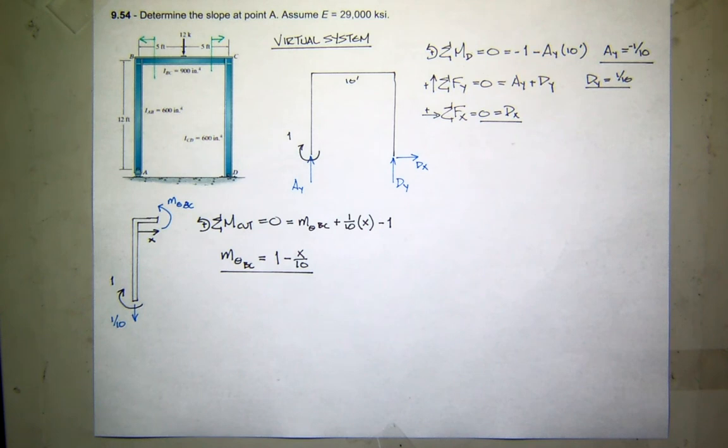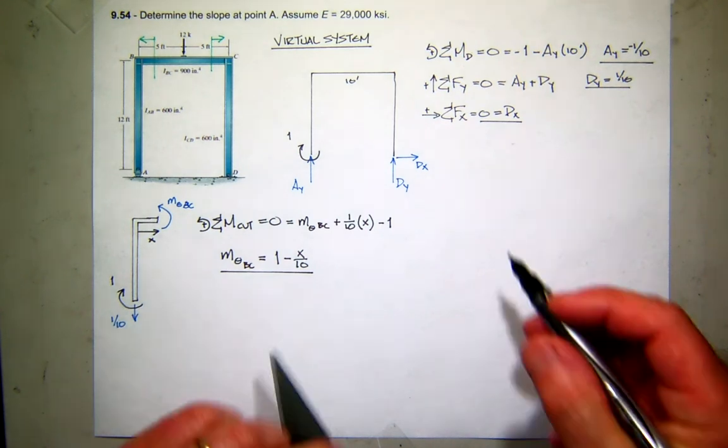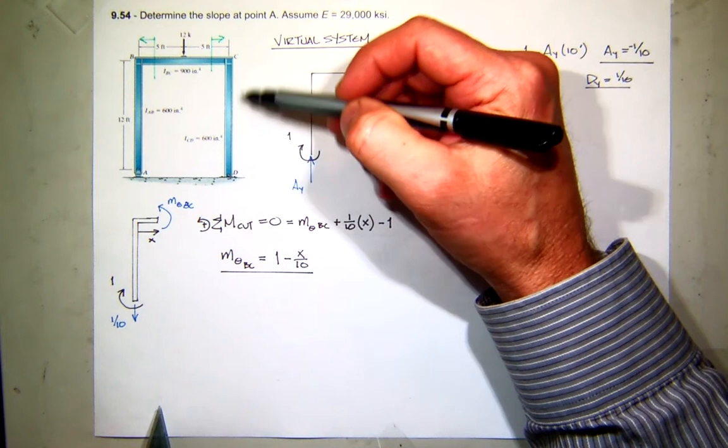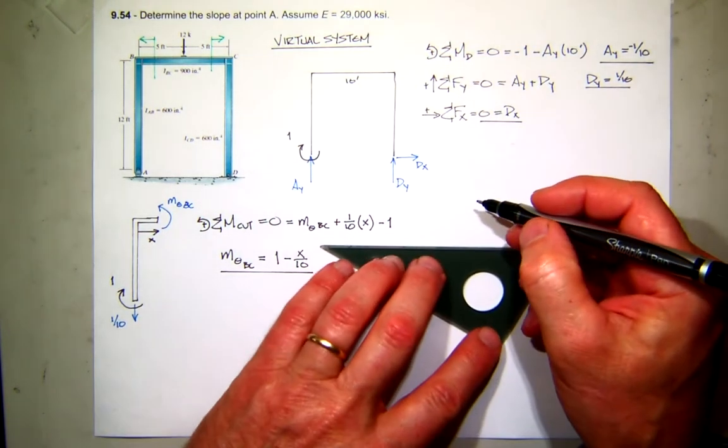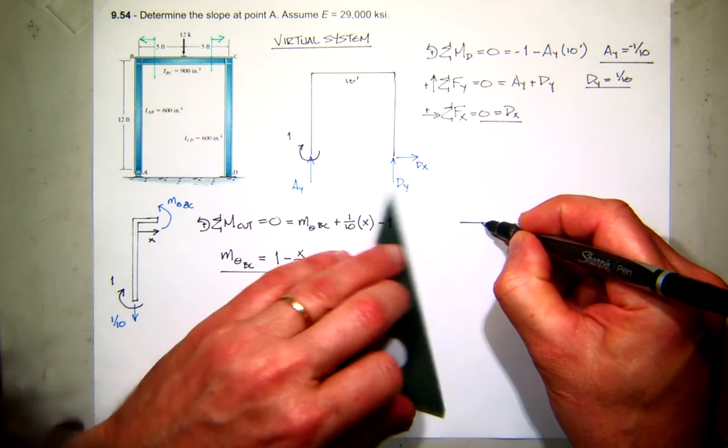Okay? Now let's do the other piece. So that'll be this cut, and we're looking at the right side. So let me draw the free body diagram for that.